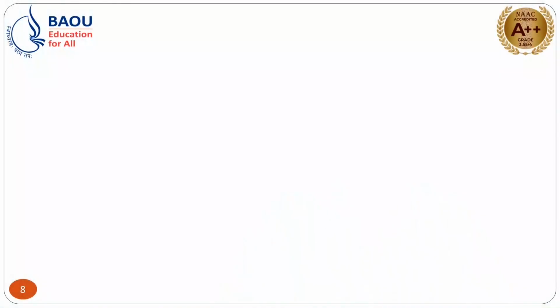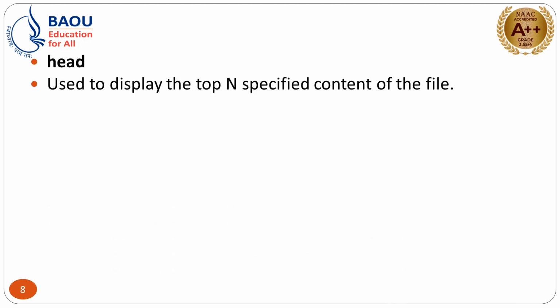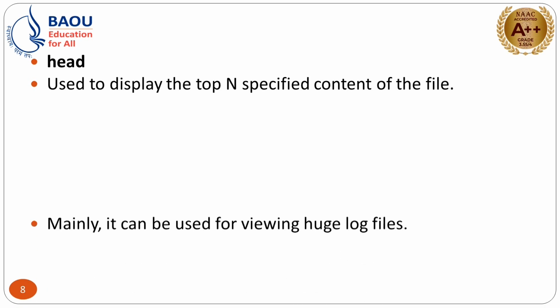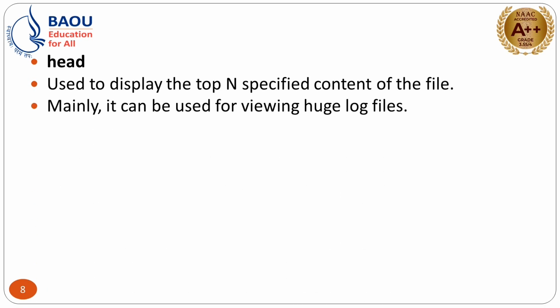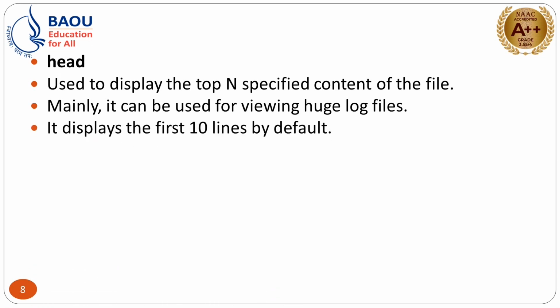Now we are moving to the next command. Next is the head command. Basically you want to display a few lines. By default this command displays the first 10 lines. If you want to display from the top of a file, or the top contents of any file, in that case you use this head command. So the syntax is head, then option, and then the file.